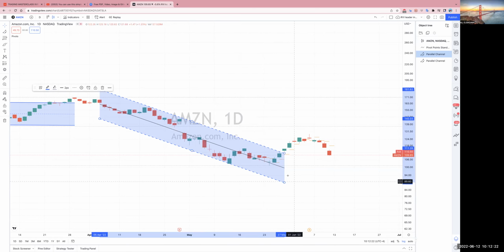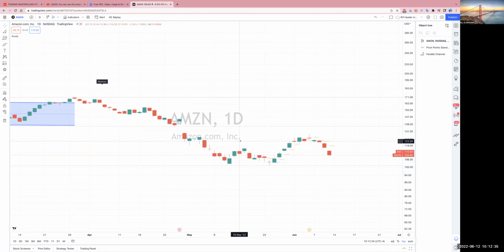And then it broke out of its channel. So we have a channel breakout in this area right here. And now we are building a kind of support area zone right here. So analyzing this area right now, what do you see when you look at this? Okay, so you see a bottom right here. And of course, the stock goes up.